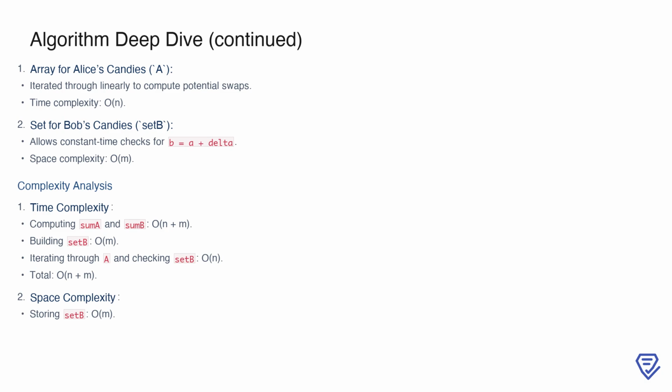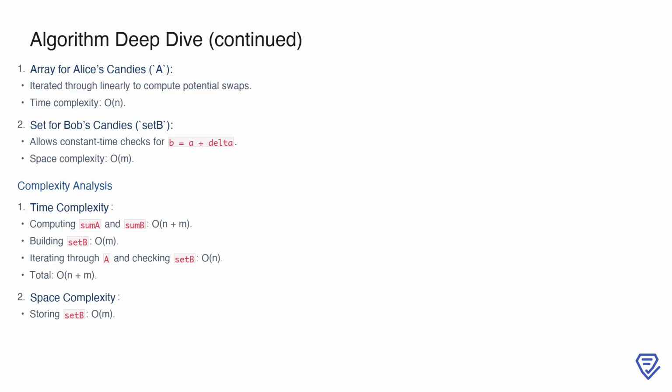To implement the solution, we use two primary data structures, an array for Alice's candy boxes and a set for Bob's. Alice's array is iterated through linearly, where we calculate potential swaps based on the equation b = a + delta. This operation has a time complexity of O(n), where n is the size of Alice's collection. For Bob's collection, we convert it into a set, which allows constant time checks for the presence of b. The space complexity for this set is O(m), where m is the size of Bob's collection.